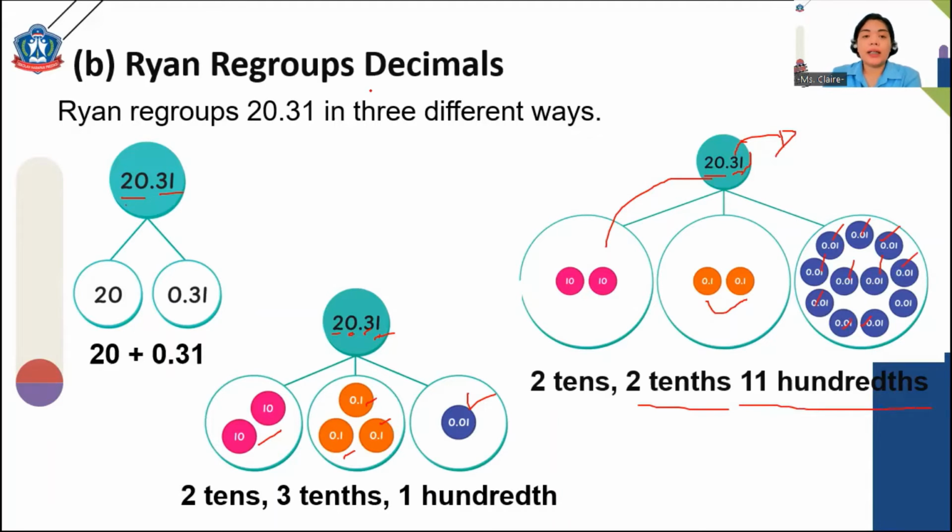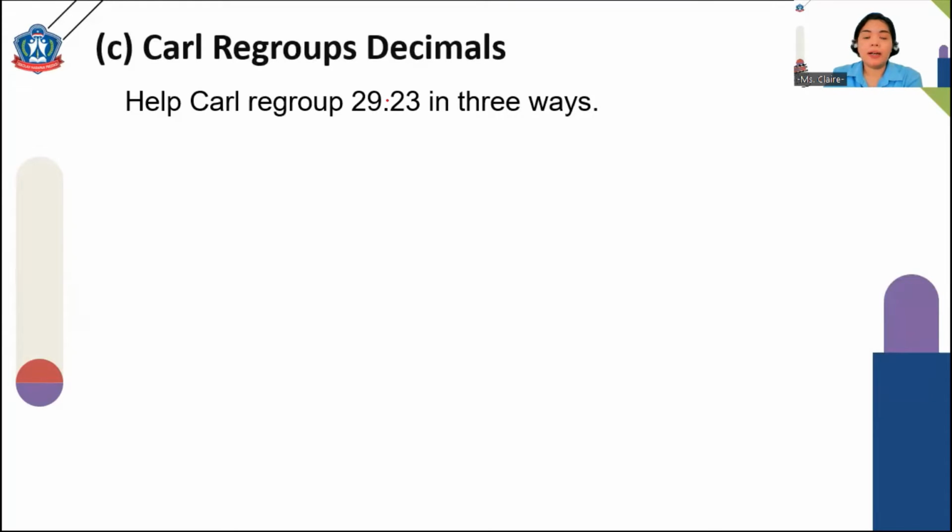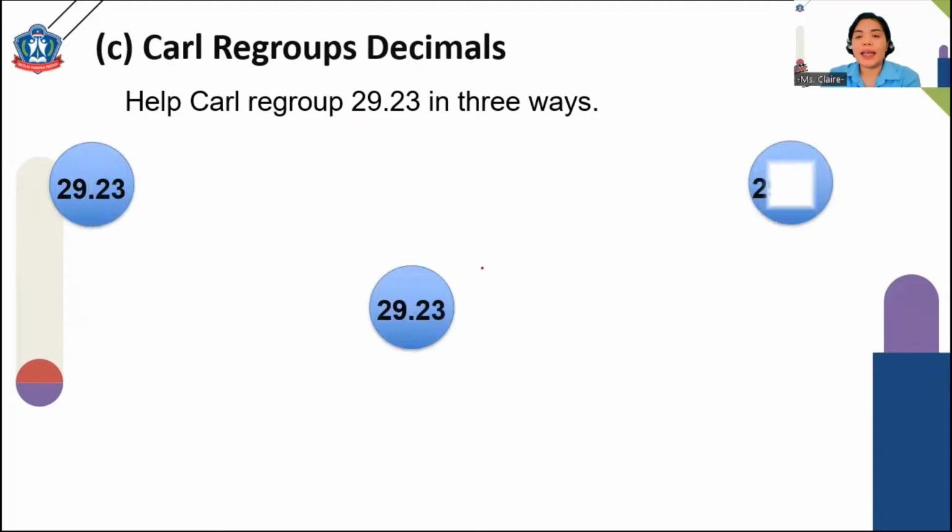So these are the 3 different ways to regroup decimals. I have here another number. Help Carl regroup 29.23 in three different ways. So during our class, share your answer, P5.